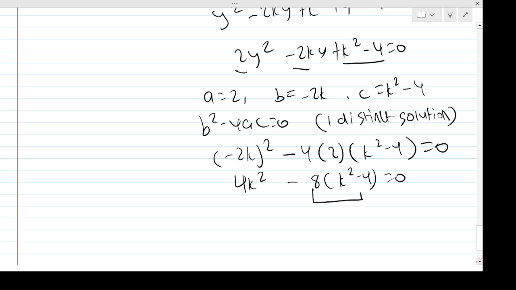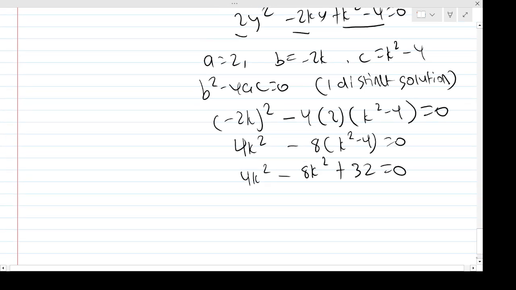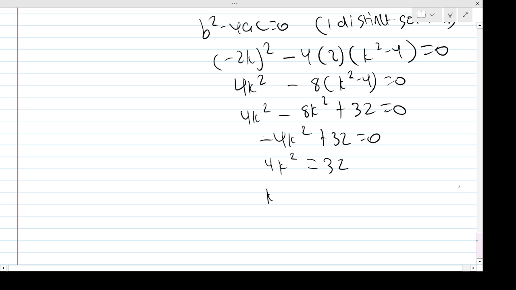We can expand this bracket then to get 4k squared minus 8k squared minus 8 times minus 4 will be plus 32 equals 0. Then I can collect the k squared terms to get minus 4k squared plus 32 equals 0. Then I can move the 4k squared to the other side to get 4k squared is equal to 32, right? Then I can divide by 4 to get just k squared is 32 over 4. Now that would be 8, okay?